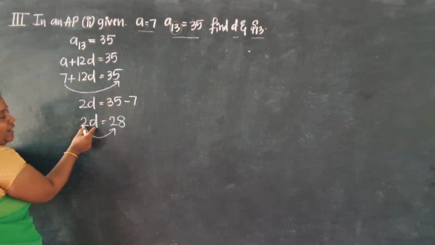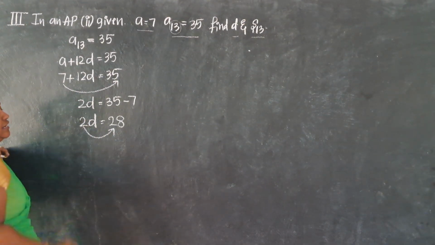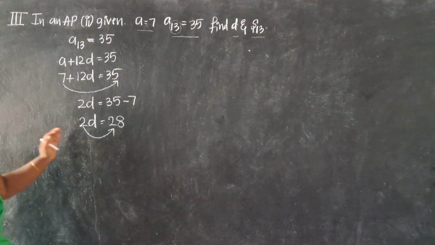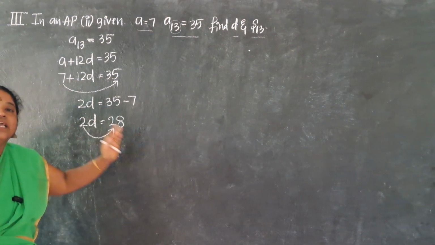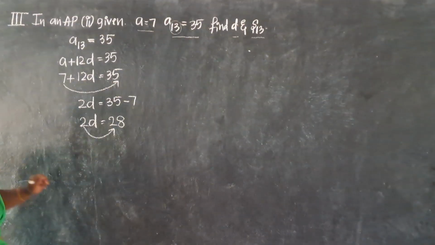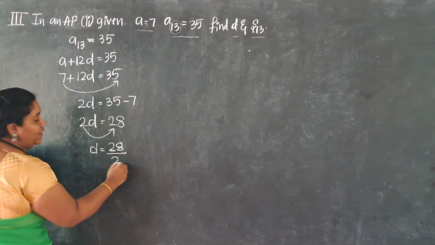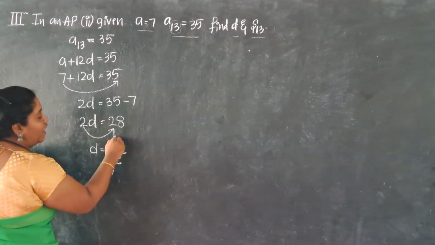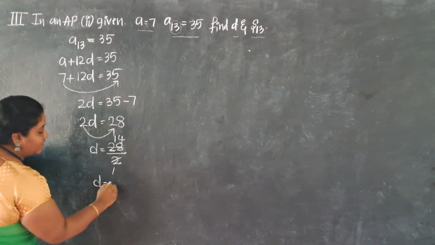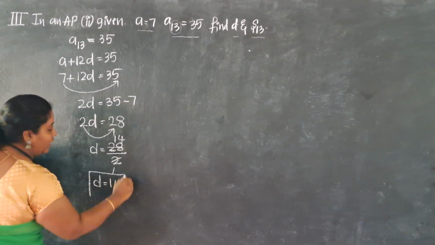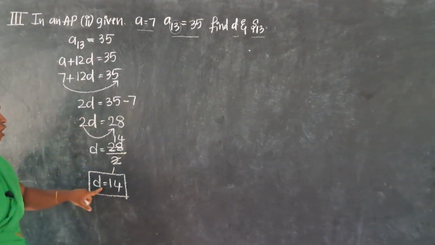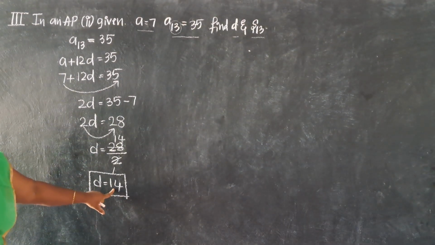See, 12 and d are combined by the multiplicative symbol. So when 12 comes to the other side, multiplication turns to division. So what I'll be having here, d is equal to 28 divided by 12. 2 ones are, 2 fours are. So d is equal to how much I got? d is equal to 14. Common difference is equal to 14.